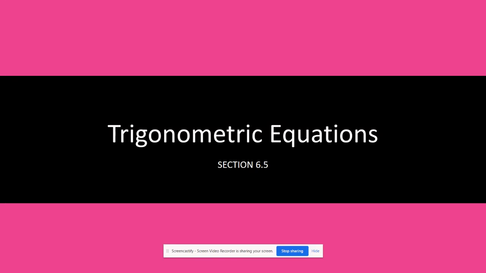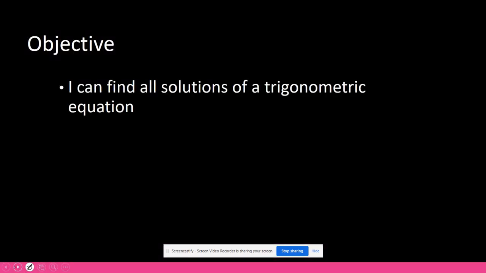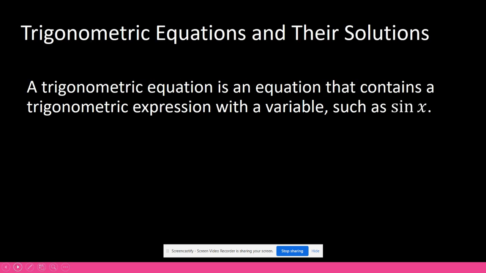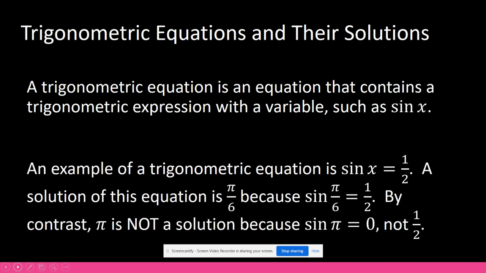Today we're going to look at section 6.5, which is all about the trig equations. So we're going to find all solutions of a trig equation today. A trig equation is an equation that contains a trig expression with a variable such as the sine of x. So an example would be if I wanted to know when the sine of x equals a half.